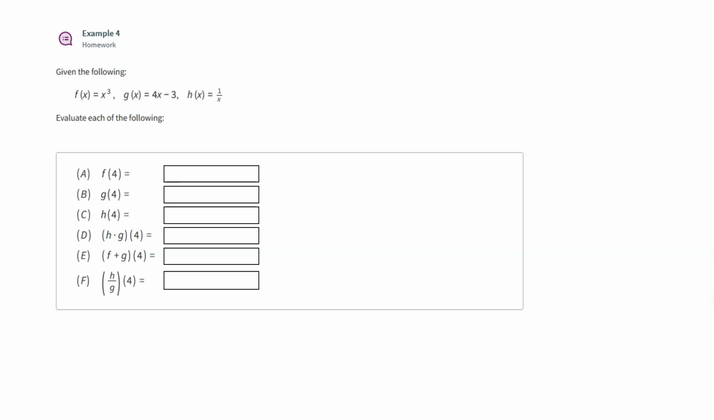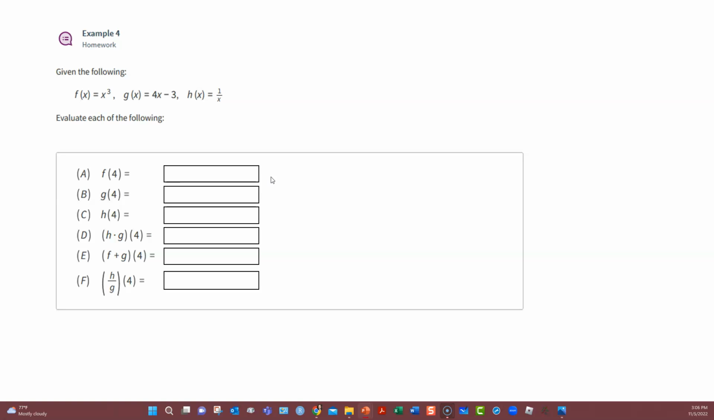So far you've learned about function notation to a certain point and how to use it. Now you're going to be using operations involving function notation. So you have f of x equals x cubed, g of x equals 4x minus 3, and h of x equals 1 over x. You're asked to find what these things are.